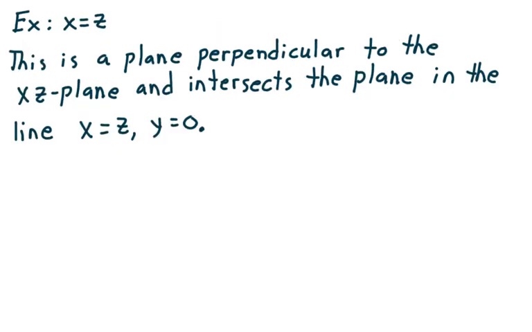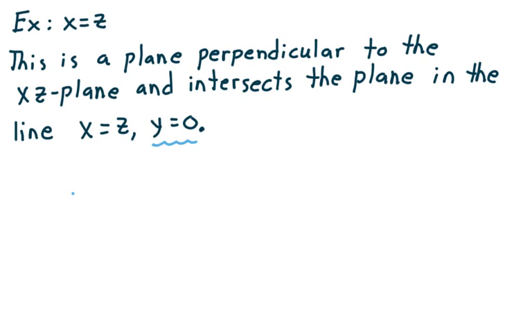Now, x equals z is a little bit more interesting, I think. This is a plane that runs perpendicular to the xz plane and intersects the plane in the line x equals z, y equals 0. So if you're on the xz plane, y has to be 0. That's this part. So if you just look at x equals z in that plane, you have a line, right?